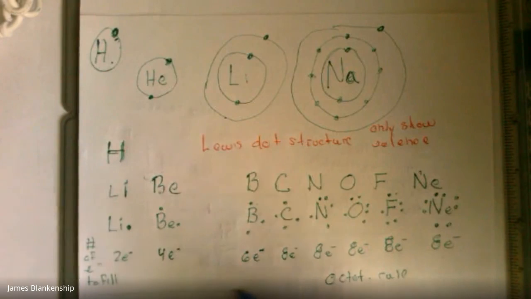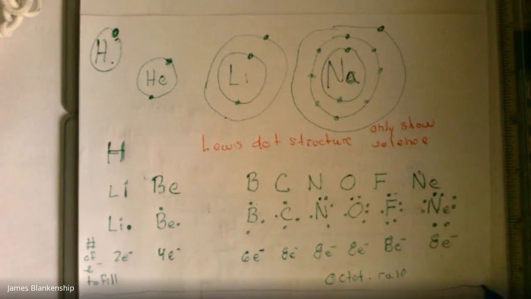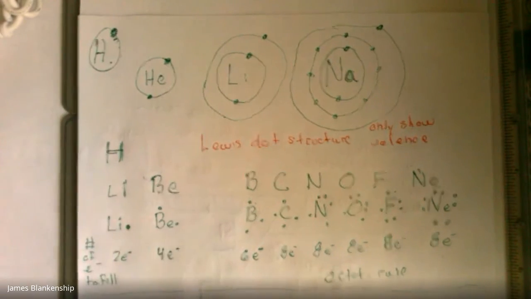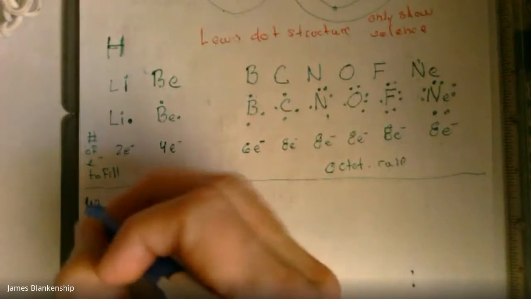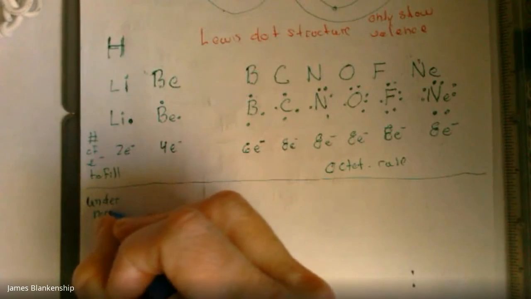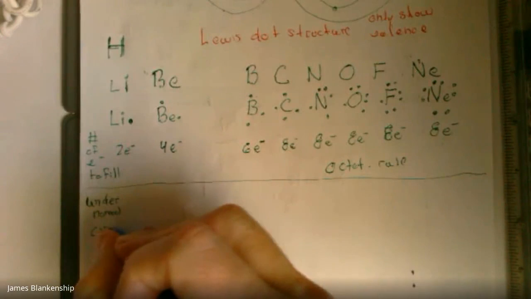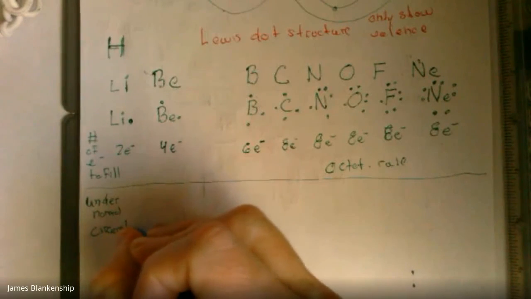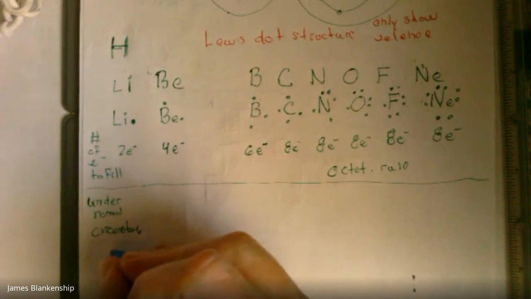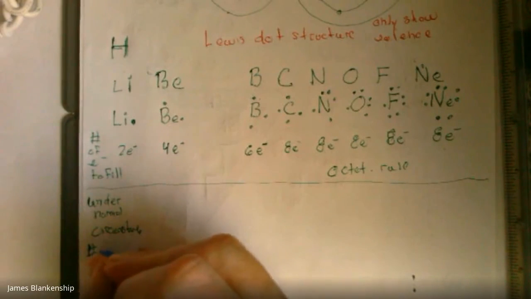This can let you know how things will bond if everything is normal, under normal circumstances. So that is my caveat for this. I'm going to say under normal circumstances, hydrogen makes 1 bond. I'm going to say number of bonds.